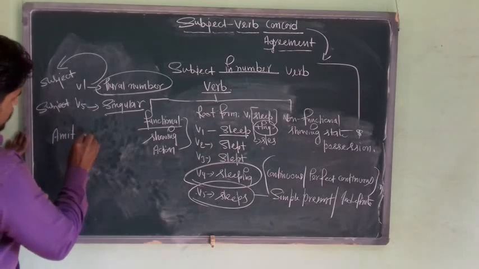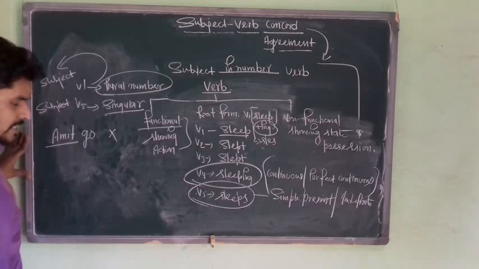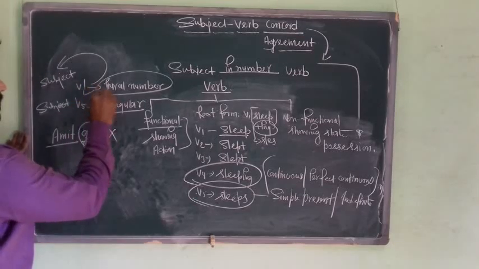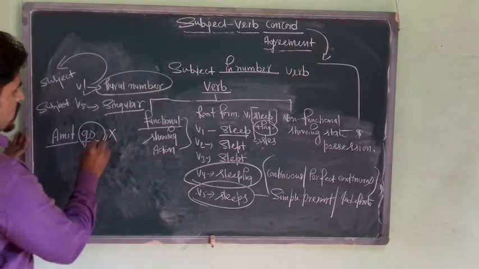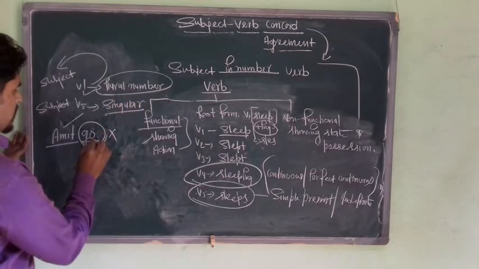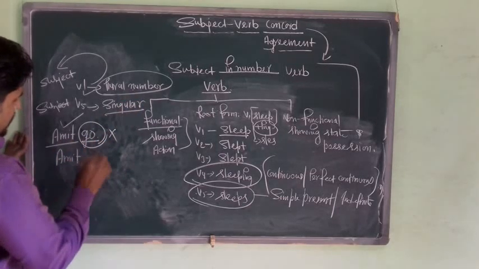Amit go is wrong, because Amit is a singular subject, whereas go is the root form, meaning the first form. The first form of verb is always in plural number. In order to make it singular, because our subject is singular, if we want to use a singular verb with this singular subject, we need to add s or es to it.